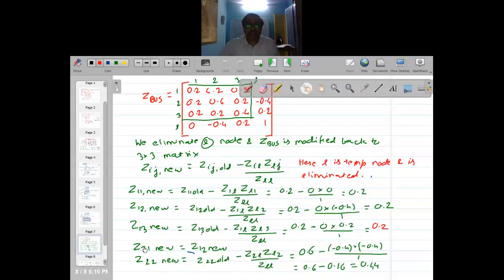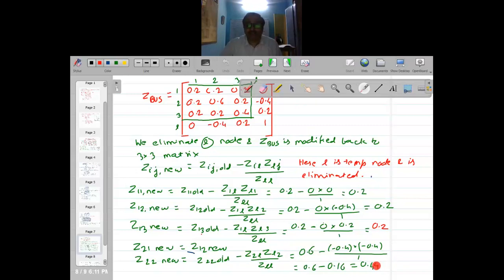Now I want to find out what Z21 will be. Z21 new will be equal to Z12 new. So I need not calculate it because I already calculated Z12 new. Z22 new I will have to calculate because I have not yet calculated it. So Z22 new is equal to Z22 old minus, with I equal to 2 and J equal to 2, Z2L into ZL2 divided by ZLL.